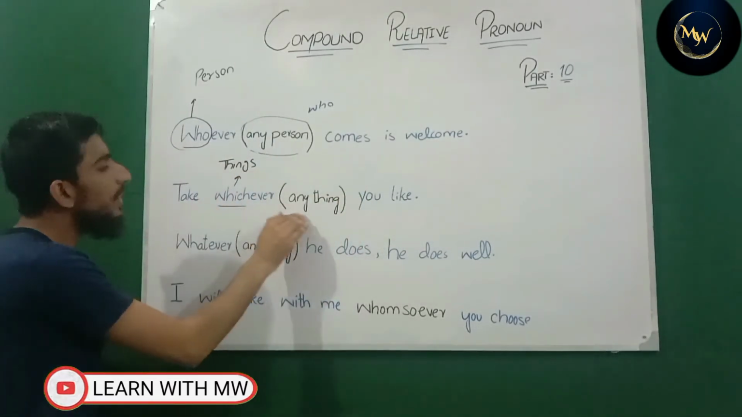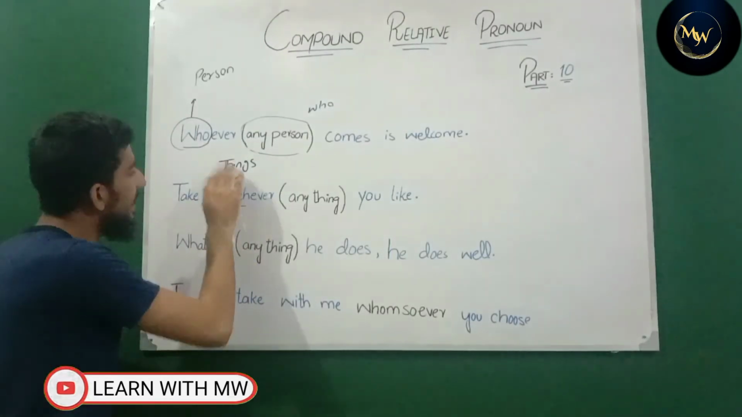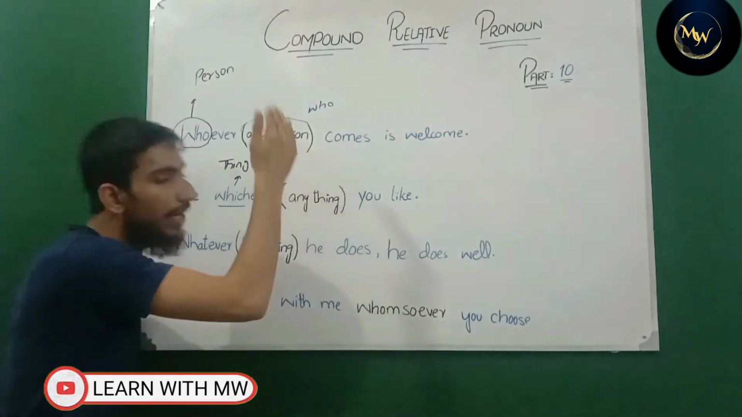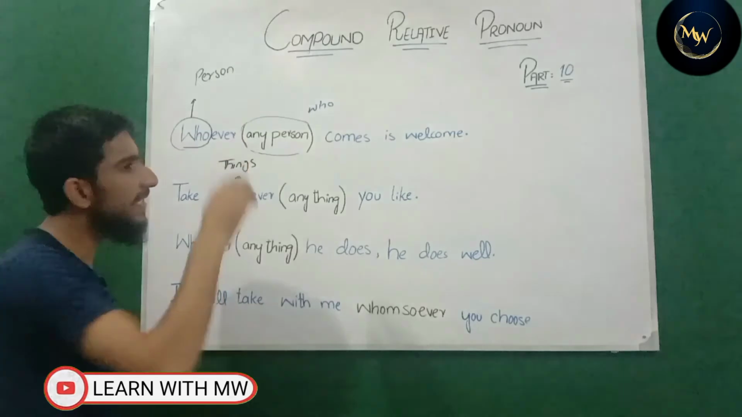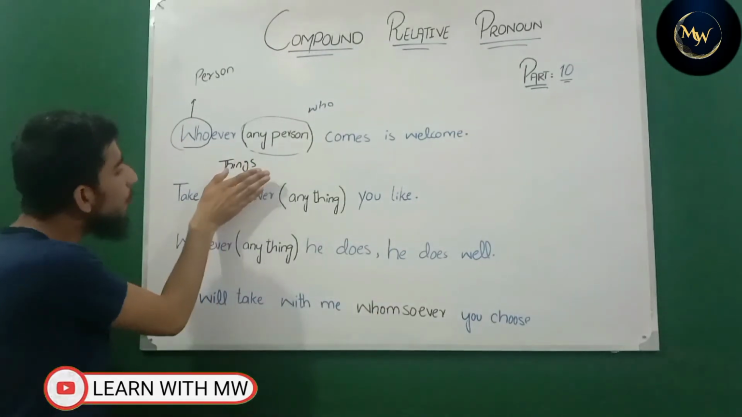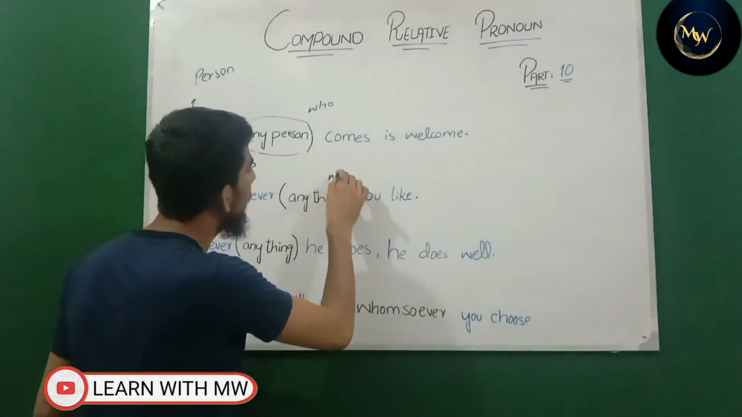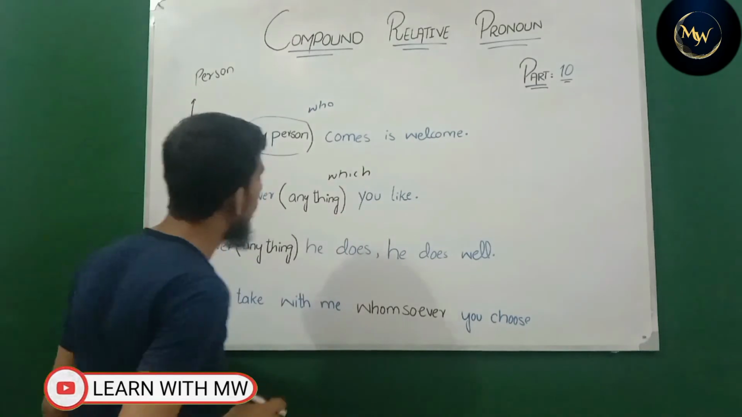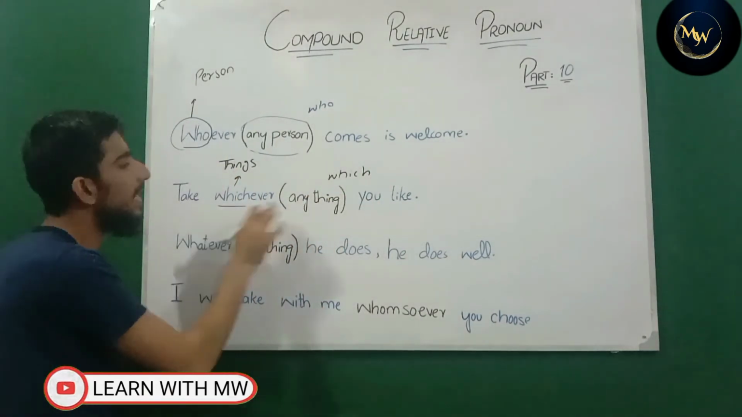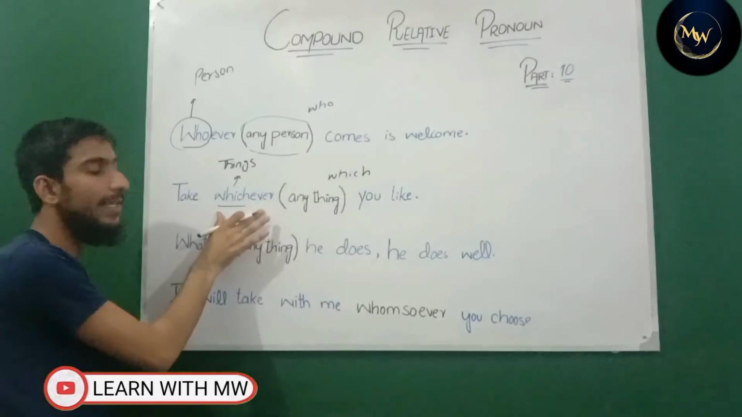So look at: take whichever you like. Because which is used for things, the sentence is: take whichever you like, because whichever basically means anything which you like. If I remove whichever, the sentence will be: take anything which you like. But if we do not write it like this, we will just write: take whichever you like. That's why whichever is a compound relative pronoun in this sentence.